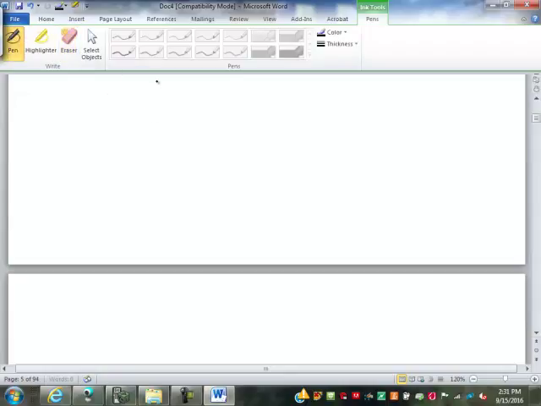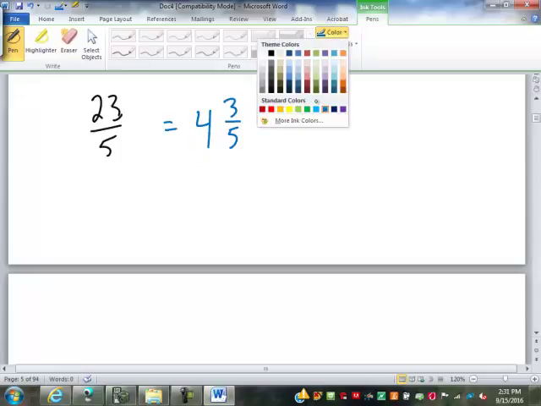So let's look at 23 over 5. We split that up. What's it going to become? 4 and 3/5. Good. Anybody have any questions where that 4 and 3/5 is coming from? 5 goes into 23 4 times with 3 left over.